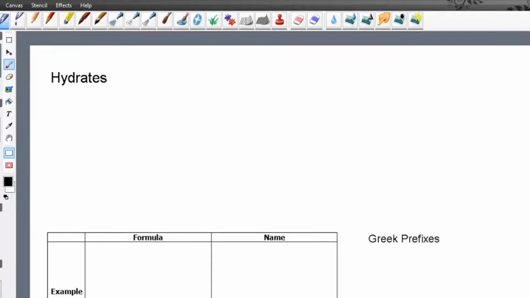Hey guys, today we're going to continue our conversation about ionic bonding with a look at a very special type of ionic compound. These ionic compounds are called hydrates. You should be able to guess just by the sound of that name, hydra, that this is something that contains water. And that is in fact what a hydrate is. A hydrate is simply an ionic compound that has gotten water molecules trapped inside its crystal lattice structure.